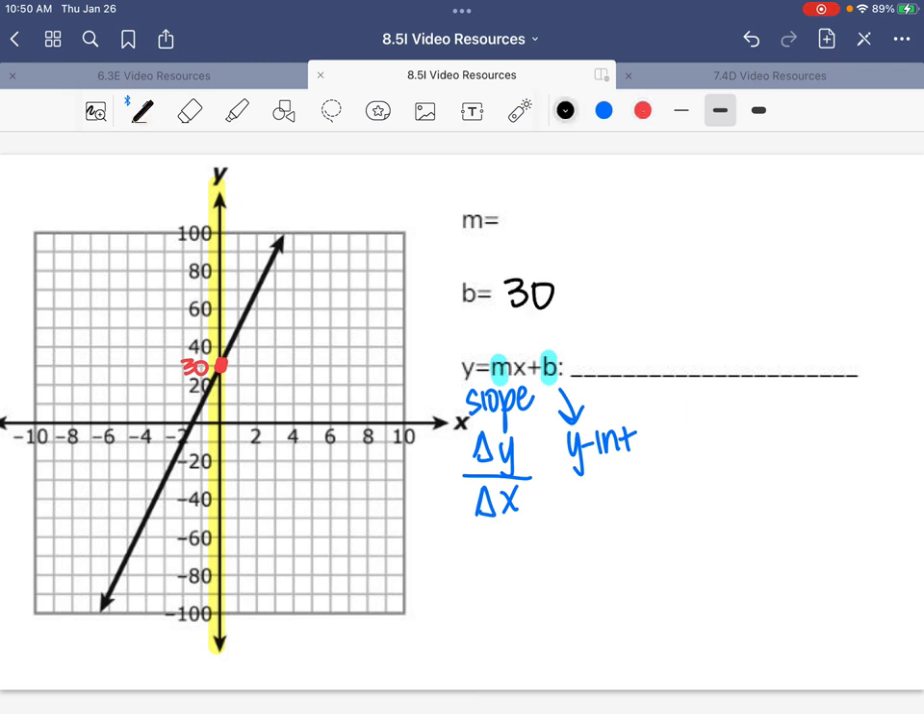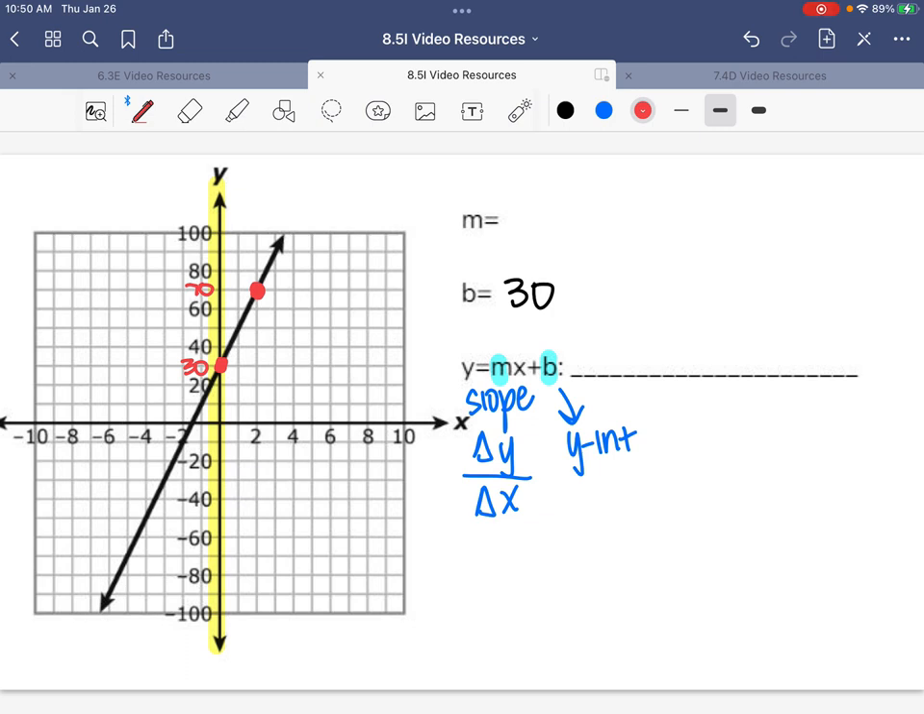And now I just need to find my slope. So I'm going to pick one more point, and I see a point right here that I can use. And I'm not sure right off the bat what that y value is. So I see 60, 70, 80. So I'm just going to fill that in.